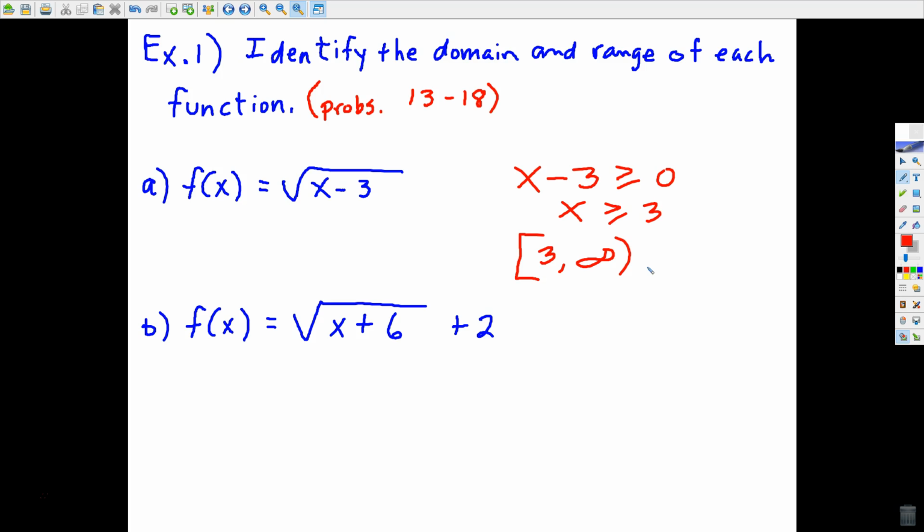For the range, we're going to take this result that we got for the domain, and we're going to evaluate the function. So it's like we're going to do f of 3. And evaluating this function using input 3 literally says this. You just replace x with whatever your domain value was in the inequality, and we get 0.